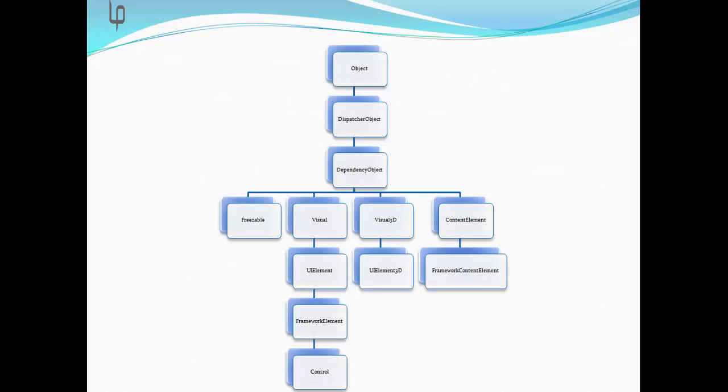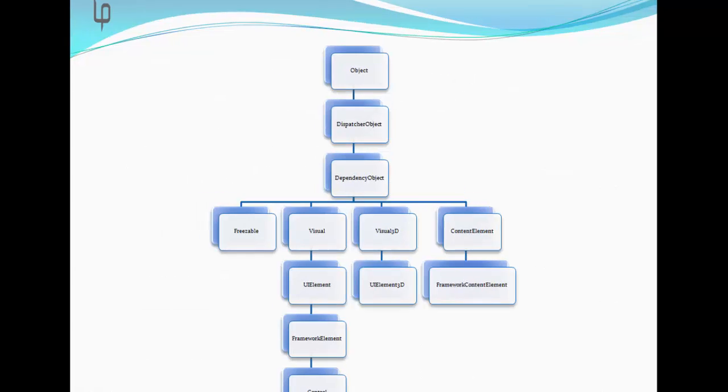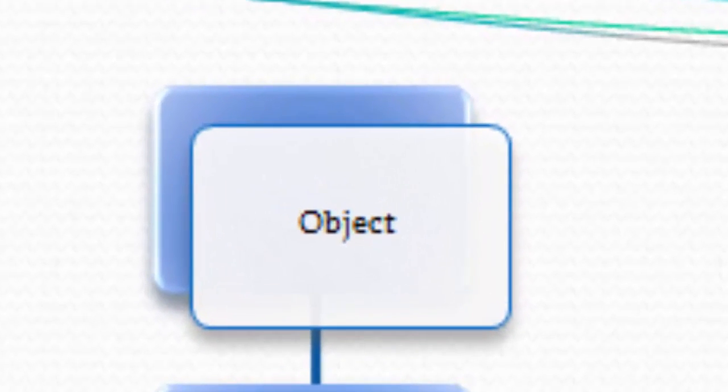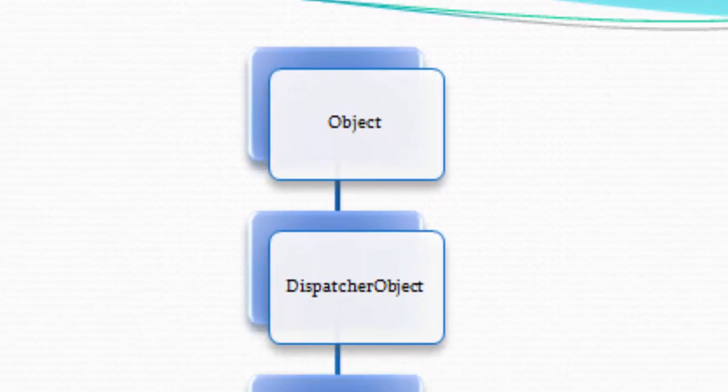Now let's begin to understand each of these core classes in WPF, shall we? The very first class at the top is the object class. The object class is the parent of all classes in the .NET framework. There's nothing much to say about the object class. Then there is the dispatcher object, which of course derives from the object class as shown in the diagram. The dispatcher object class is one of the most important classes in WPF. Let's see an example of why.